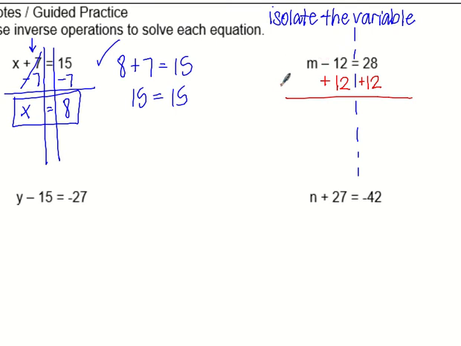Now, when you look here as if you're adding down, negative 12 plus positive 12 gives you 0, so it just cancels out. The only thing you have left is m equals, and then 28 plus 12 gives you what, 40? So m is 40, and then the most important part Ms. Talati just said is check it. So if m is 40, 40 minus 12 should give you 28. And does it match? Yes.